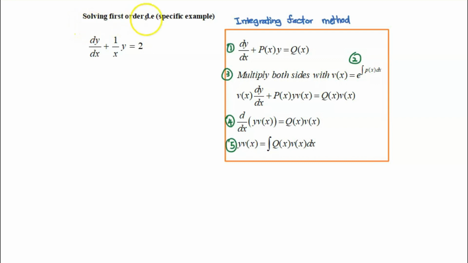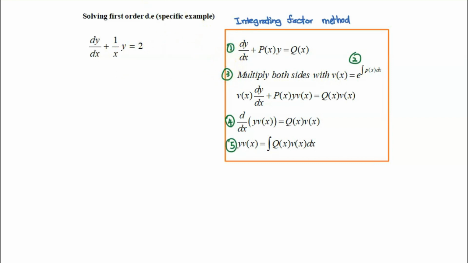Solving first order differential equation. Here we will see a specific example of first order differential equation to be solved using the integrating factor method. The integrating factor method involves 5 important steps. The steps are listed here, so we will be solving this question according to the number of steps listed.